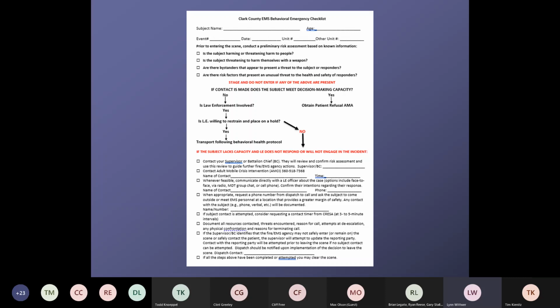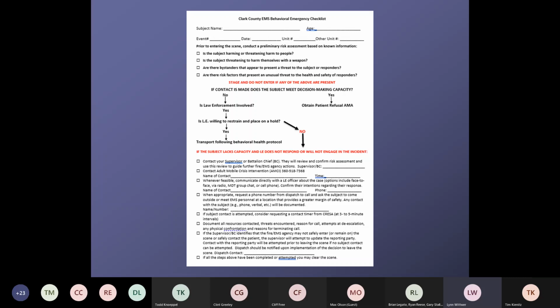If contact is made, does the subject meet decision-making capacity? Yes, then obtain patient refusal, an AMA. If no, they do not have decision-making capacity, or you're unable to establish that, is law enforcement present? Yes. Is law enforcement willing to restrain? Yes. Transport following behavioral health protocol. If no, then you go into the big red section below, which goes through all that we talked about, but this is a simple checkoff form, so you don't have to memorize this.